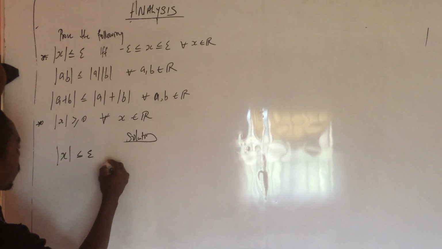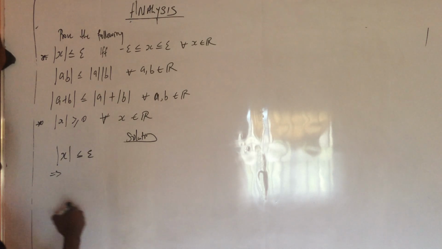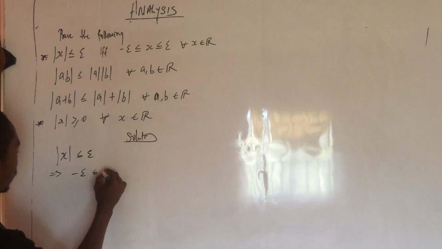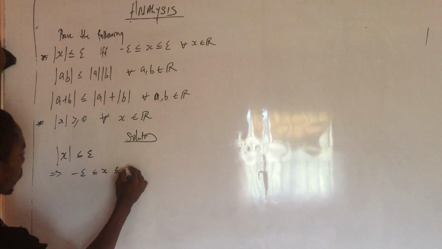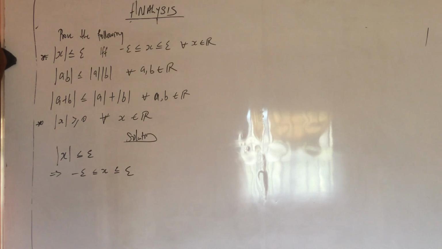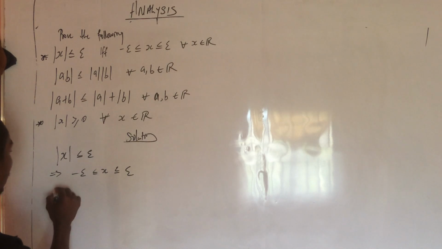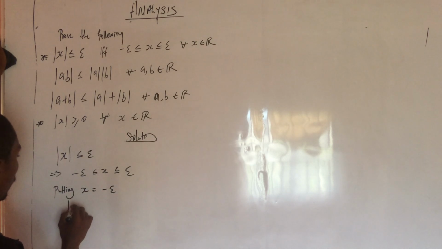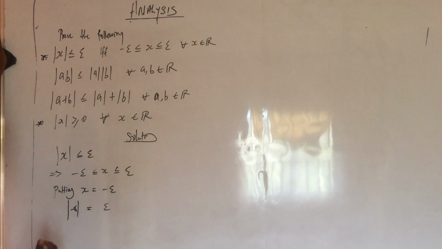So now, from what I showed you before, we're going to say that negative epsilon is less than or equal to x, which is less than or equal to epsilon. Do you understand now? So let us, for example, put in x to be equal to negative epsilon, and we put that negative epsilon into the absolute value. What are we going to get? We are going to get epsilon.